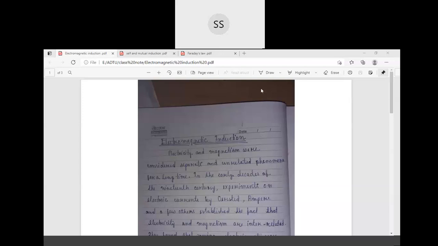So basically, for electric field, the area around a charged particle up to which it can attract or repel another charged particle, the area around a charged particle, that is electric field. And for magnetic field, the area around a magnet up to which it can attract another magnet is the magnetic field. So we can see that there is a similarity between electric field and magnetic field.